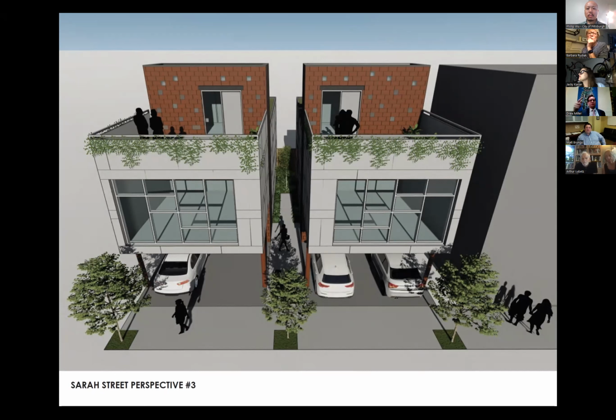And I also need to mention that the other variance I forgot to mention was this is zoned single family, and what we're asking is for it to be zoned 2 family, because there will be 2 families living in each one of these units. And then of course, we're also going to ask for the curb cut too.